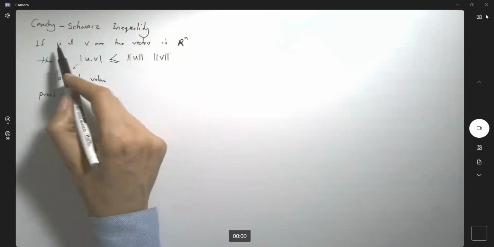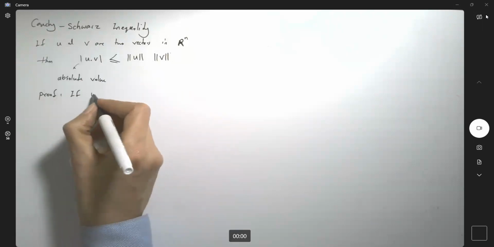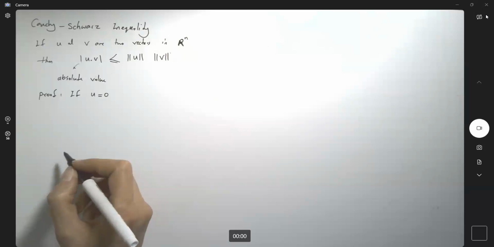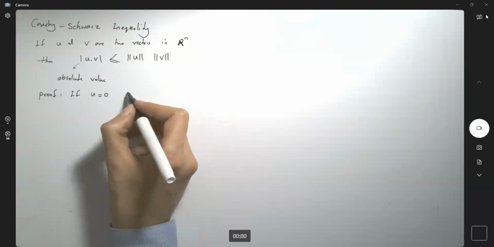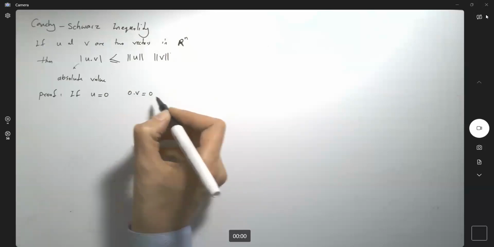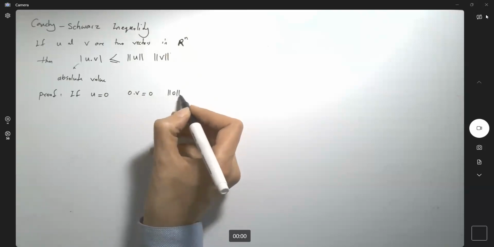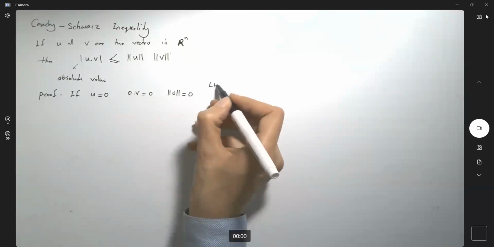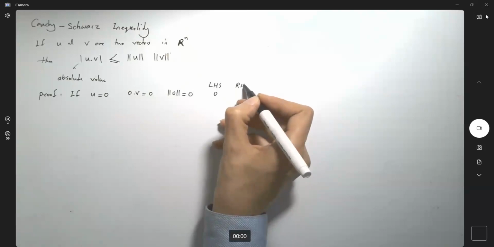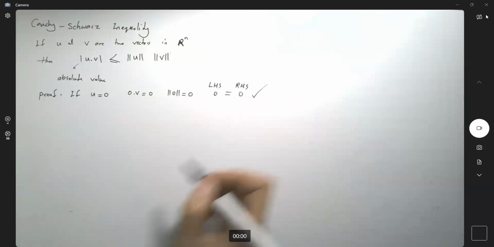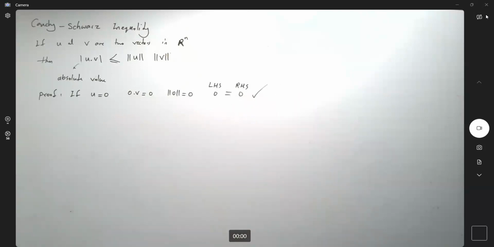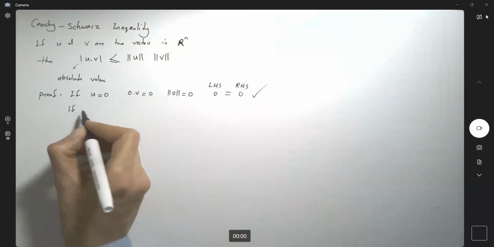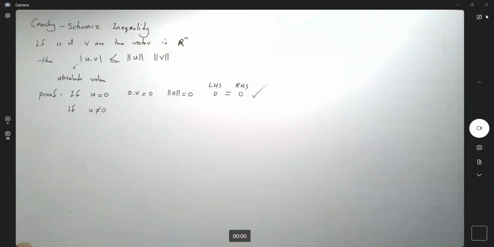If one of these two vectors is 0, if u is equal to 0 or v is equal to 0, then the dot product with the zero vector is 0, and the magnitude of 0 is also 0. So the left-hand side is 0, the right-hand side is 0, and 0 is equal to 0. We don't have anything to prove. Now suppose these vectors are non-zero vectors.